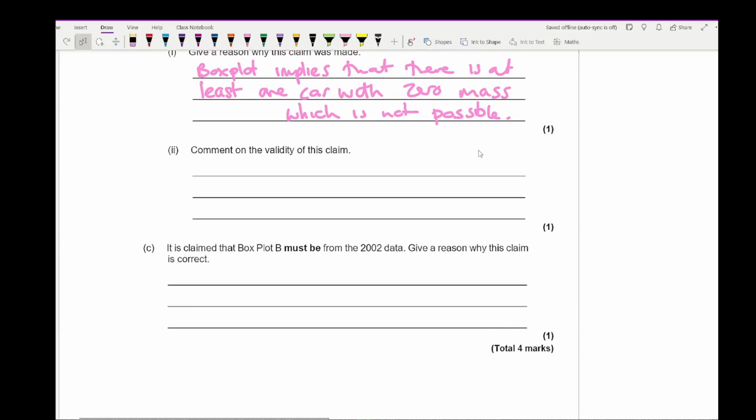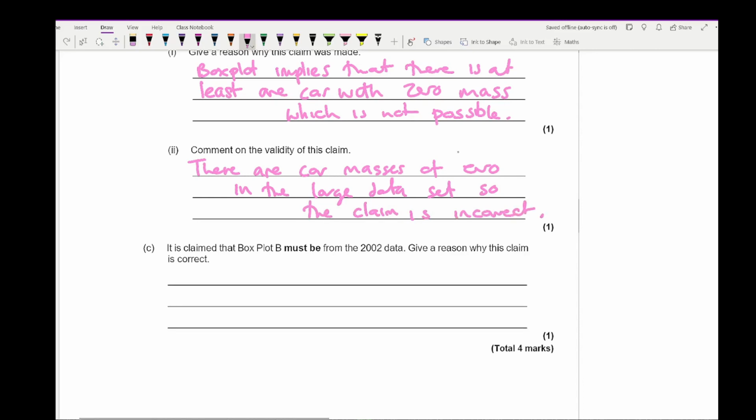It then says comment on the validity of the claim, and you can see from the large data set that there are car masses of zero in the data set. So the claim is incorrect.